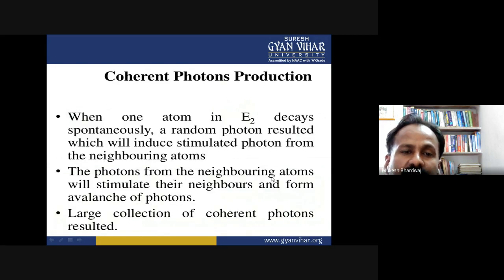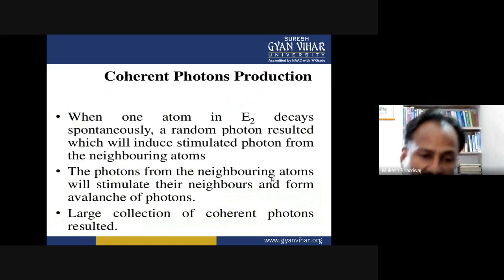Coherent photons production. When one atom in E2 decays spontaneously, a random photon results, which will induce a stimulated photon from the neighboring atom. The photons from the neighboring atoms will stimulate their neighbors and form an avalanche of photons. A large collection of coherent photons results.